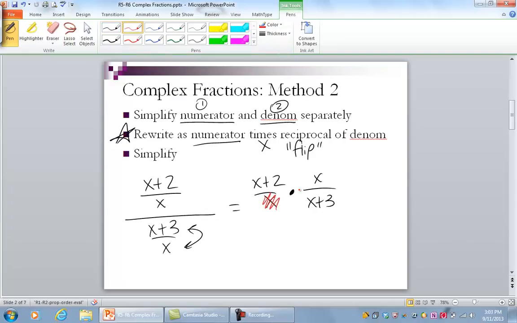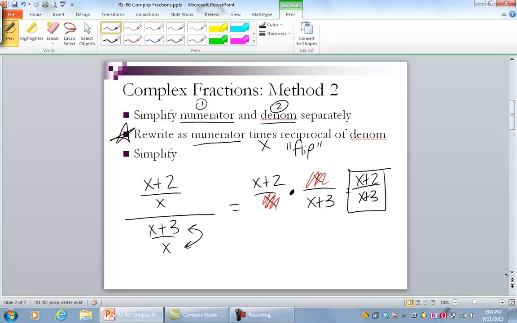Then you just cancel out the x's, and you're left with x plus 2 over x plus 3, and there's your final answer. That was a really basic example, but that's what all these are going to look like. They're fractions on top of fractions. You just have to remember how to divide fractions. You flip and multiply. Okay?